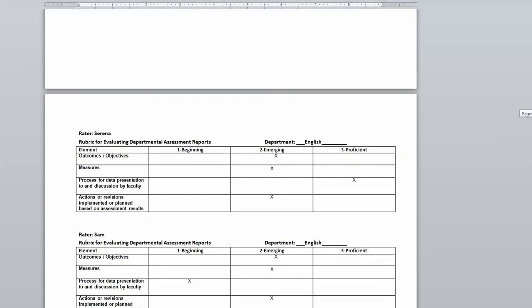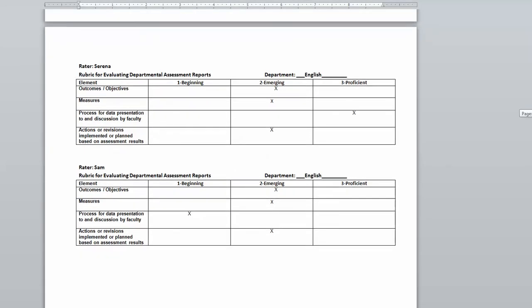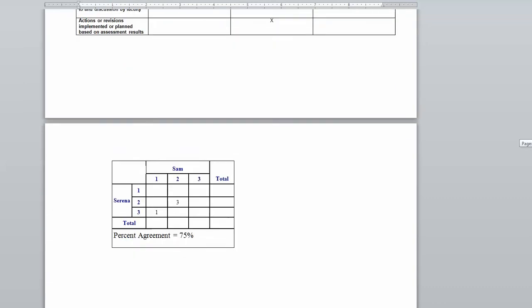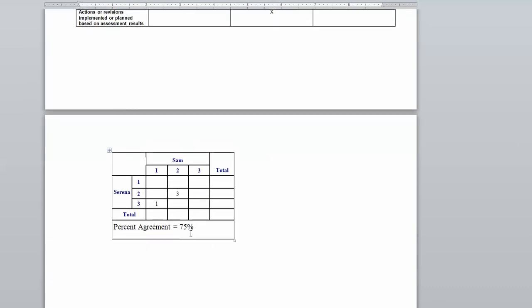If we go down to the next department, they also both rated the English department. If we look through this one, they both agreed on the outcomes, that it was emerging. They both agreed on the measures as well. They both gave that a 2. But you'll see a difference here on the third one, data presentation. Serena gave it a 3, and Sam only gave it a 1. And then they both gave it a 2 on this last one. So for this as well, we've got a percent agreement of 75%.